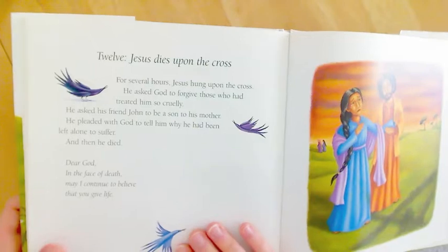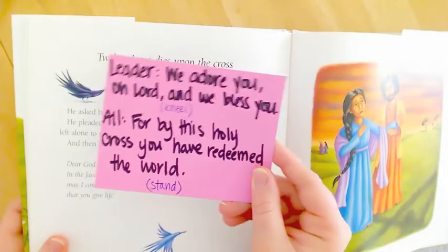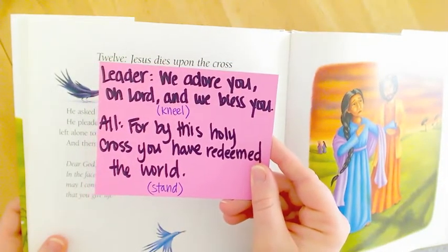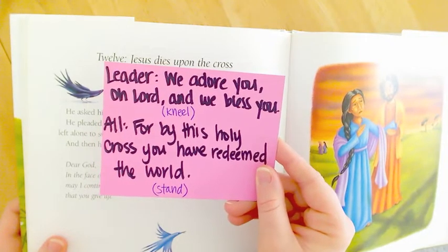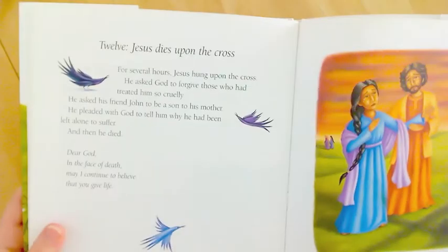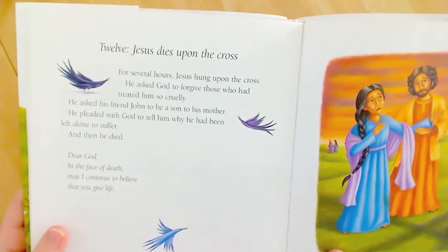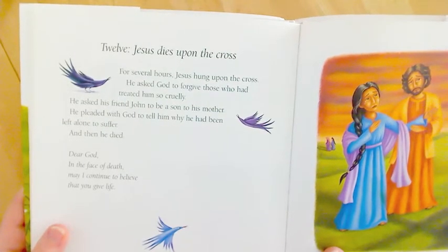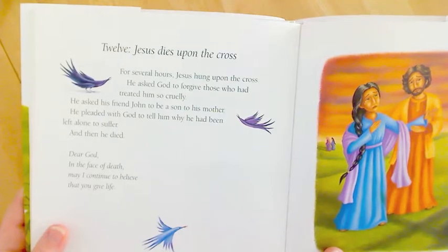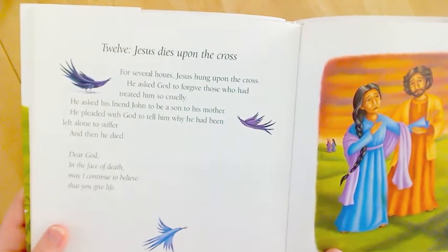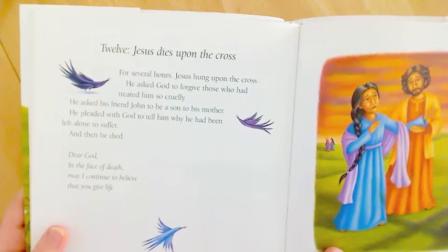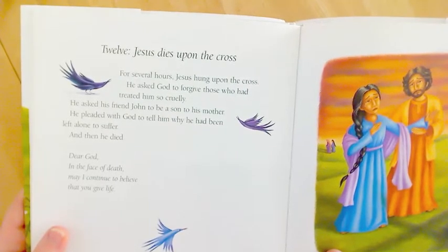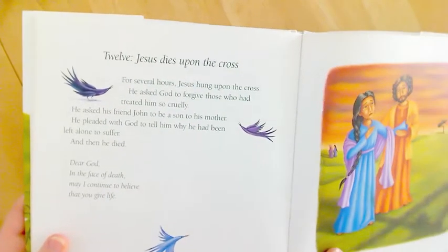Station 12. Jesus dies upon the cross. We adore you, O Lord, and we bless you, for by this holy cross you have redeemed the world. For several hours, Jesus hung upon the cross. He asked God to forgive those who had treated him so cruelly. He asked his friend John to be a son to his mother. He pleaded with God to tell him why he had been left alone to suffer. And then he died. Dear God, in the face of death, may I continue to believe that you give life.